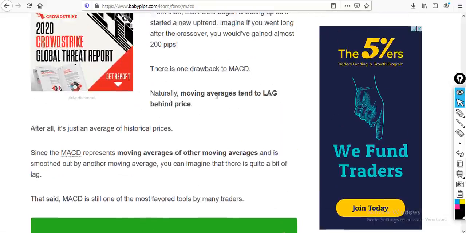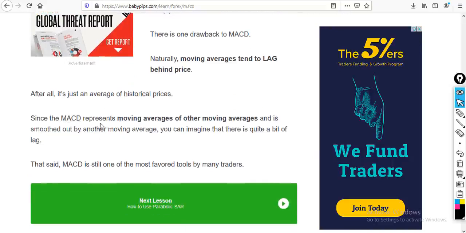Naturally, moving averages tend to lag behind price. After all, that's just what they are, moving averages of historical prices. So since the MACD represents moving averages of other moving averages and it's smoothed out by another moving average, you can imagine that there is a bit of a lag. So have this in your toolbox.